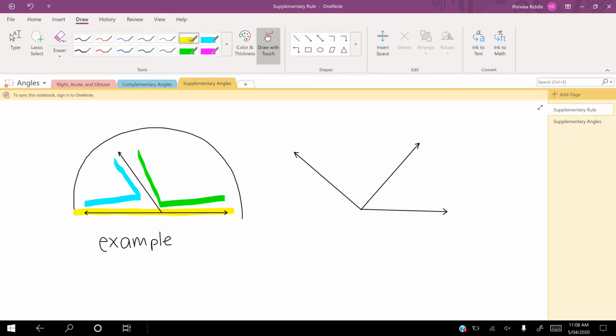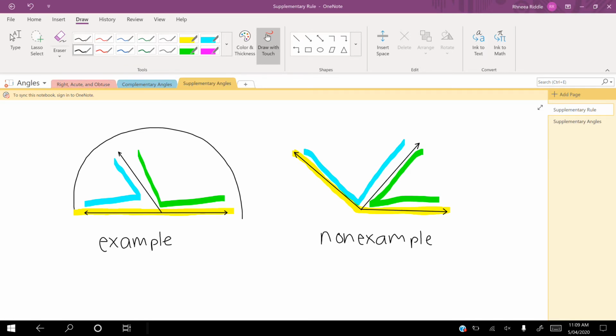And as we can see here, this baseline here is not a straight line. This angle is an angle itself that is not 180 degrees. So when this angle and this angle come together, they are not supplementary because they both together do not make 180 degrees. So this is our non-example. So again, what's really important here is that both angles add up to be 180 degrees, not more or less.